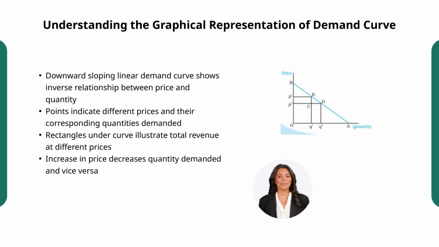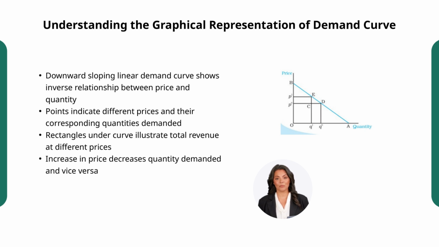Points P1 and Q1 correspond to a higher price and smaller quantity demanded, while P0 and Q0 represent a lower price and larger quantity demanded. The rectangles OBCE and OACD represent total revenue at these different price quantity combinations. Total revenue is simply price times quantity.